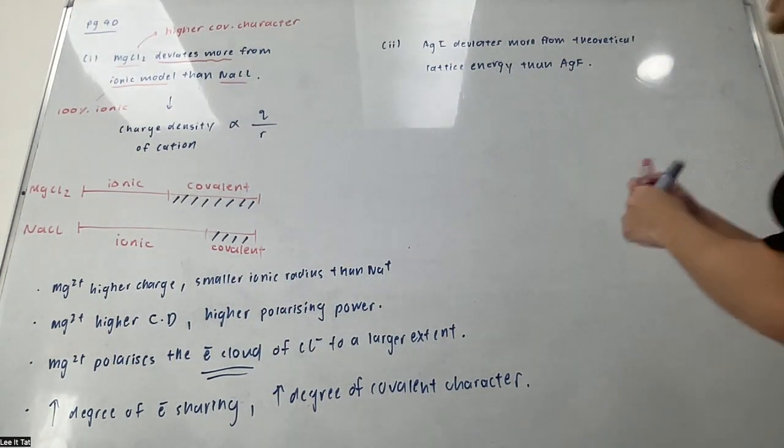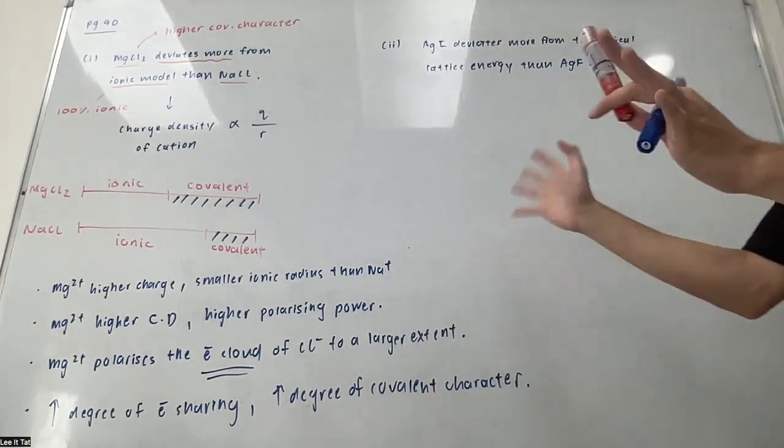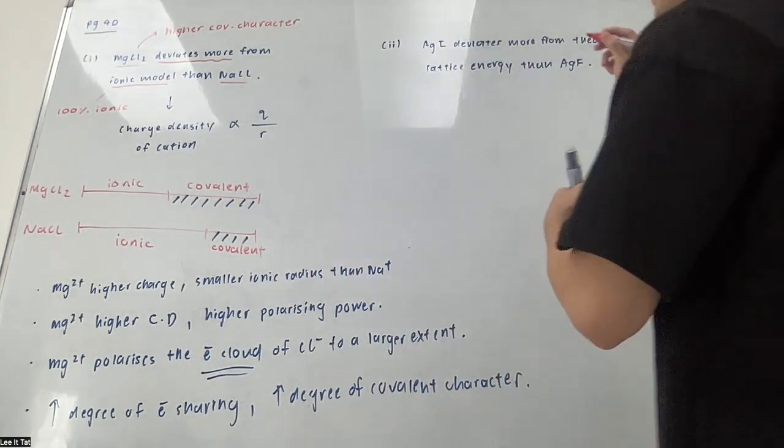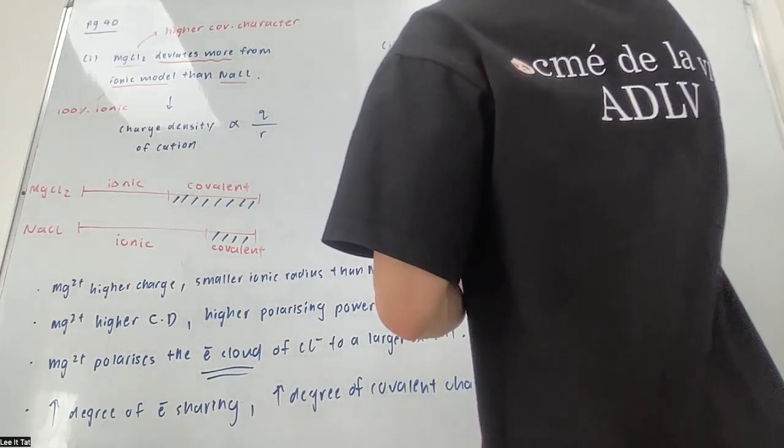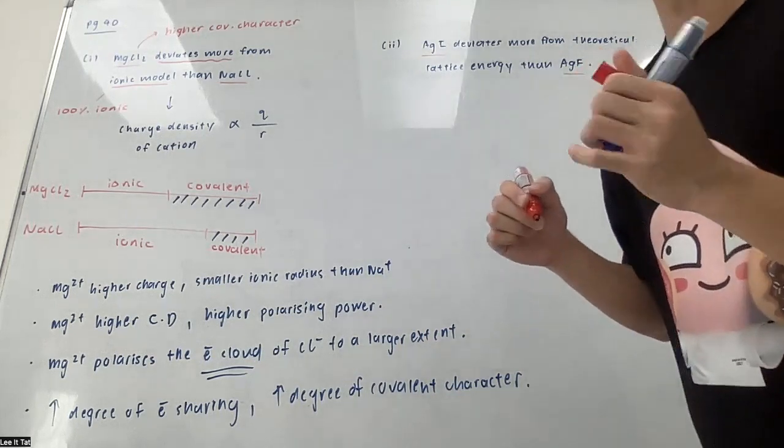But anyways, you can discuss the same thing for the next question. The answer is roughly going to be the same, so I'm not really going to write the whole thing out again. This time around, we are asked to discuss AgI and AgF. What is the factor that we are supposed to compare in this case?